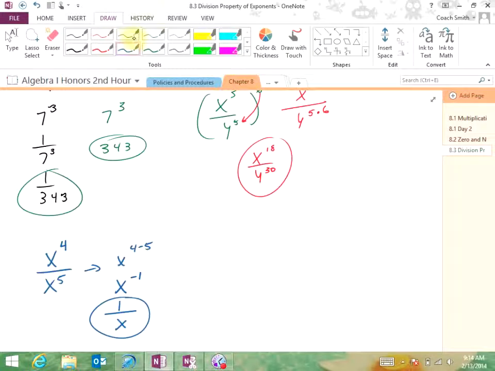All right, I want you to try this one on your own. We have a to the 9th over a to the 5th, the whole thing raised to the negative 1st power. This is a little bit more difficult.